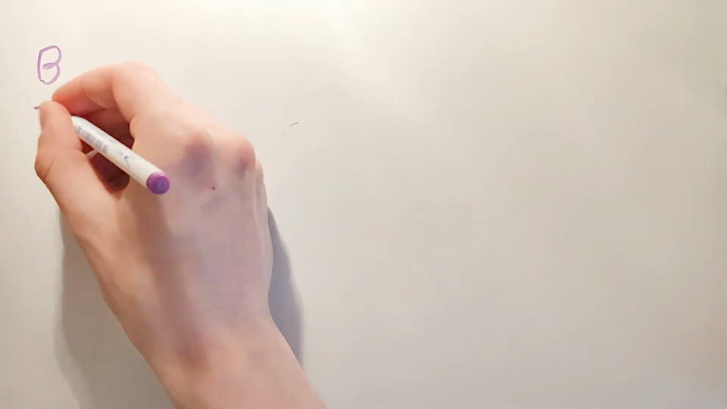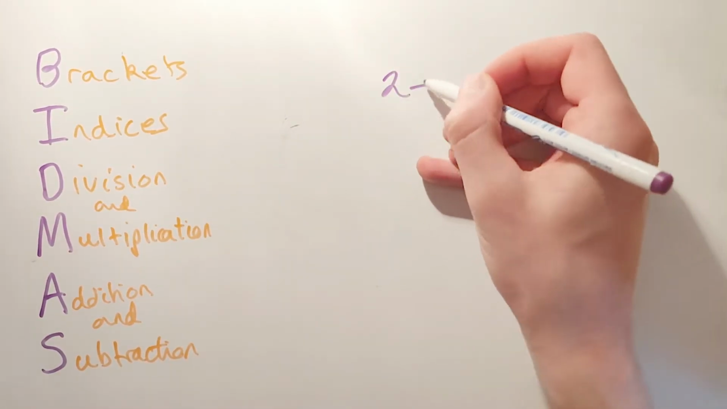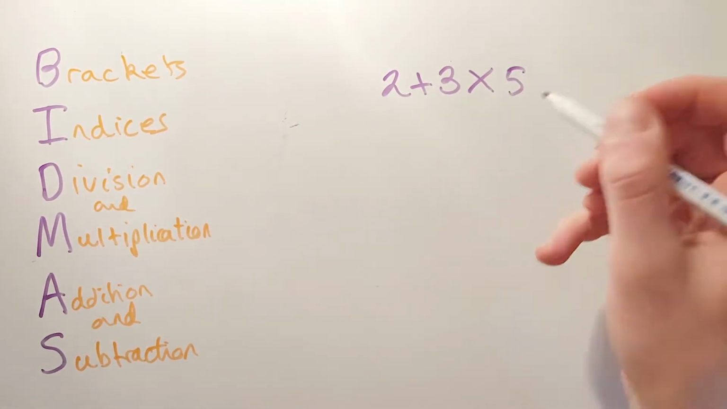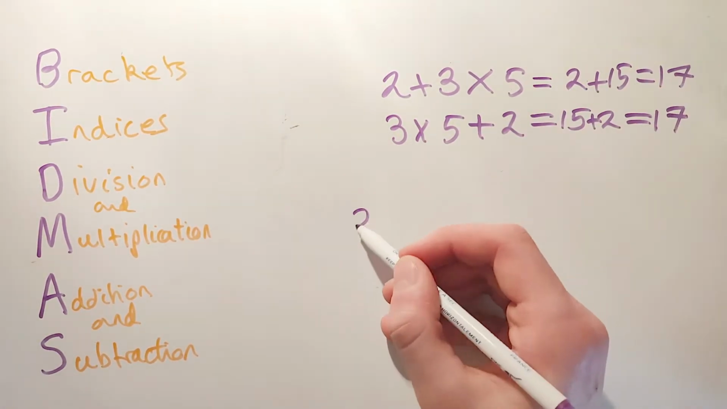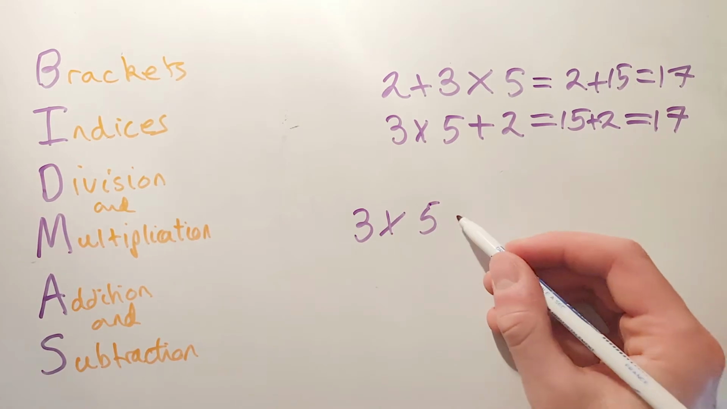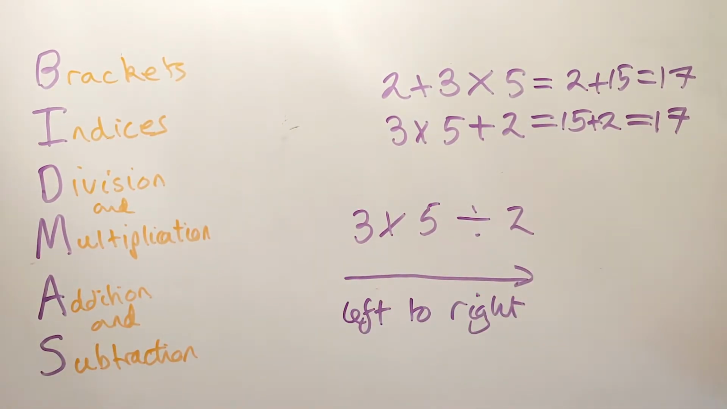When working out calculations, it's important to use BIDMAS or BODMAS, which specifies the order in which you should do your calculation. If you work left to right, it looks like these two calculations give different results, but applying BIDMAS shows that they both equal 17. When doing a calculation with division and multiplication, for example, just work left to right as normal.